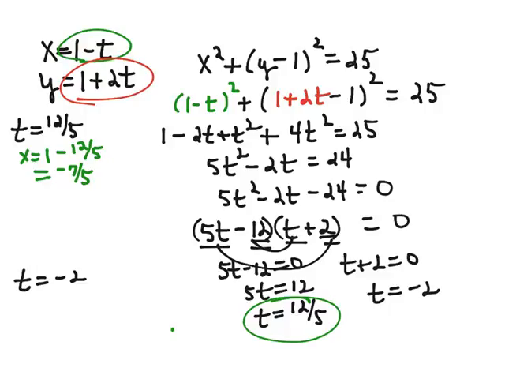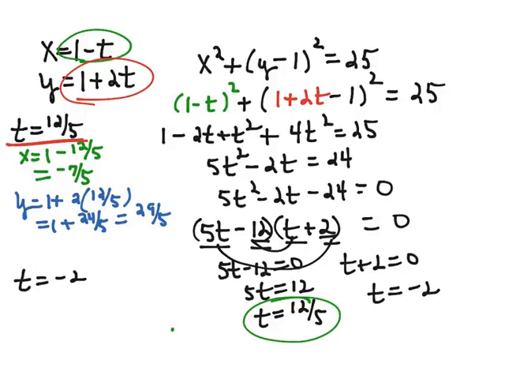And then to find y, y is 1 plus 2 times t, and if t is 12/5, we're going to have 1 plus 24/5, which would be 5/5 plus 24/5, which is 29/5. So when t equals 12/5, they're going to cross at the ordered pair negative 7/5, 29/5.